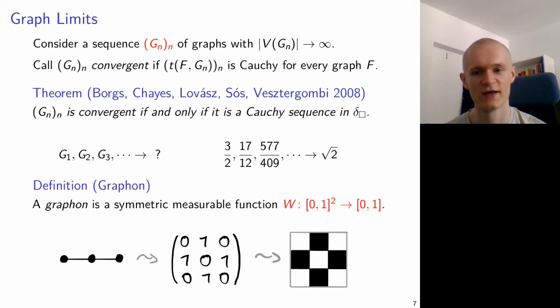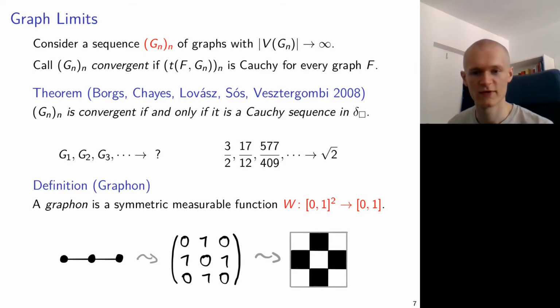And in the same way, you need the completion of graphs to also capture these limit objects. And this is where graphons come into play. A graphon is a symmetric measurable function. If you have a graph, you can just take its adjacency matrix, like you see here, and think of it as a picture. Black means 1 and white means 0. This is the graphon representation of this graph.